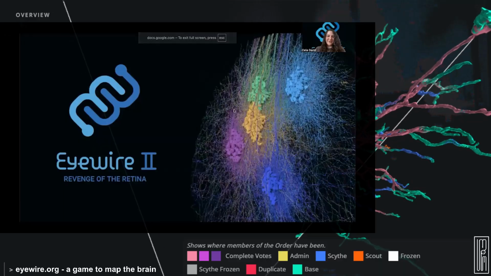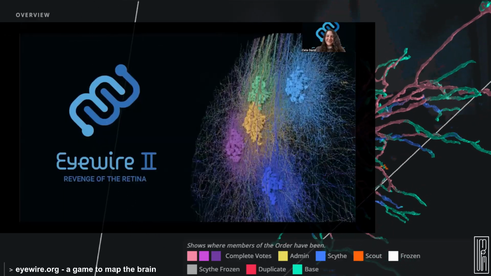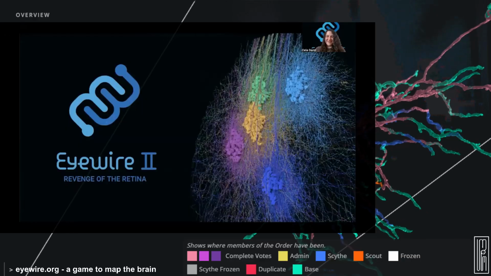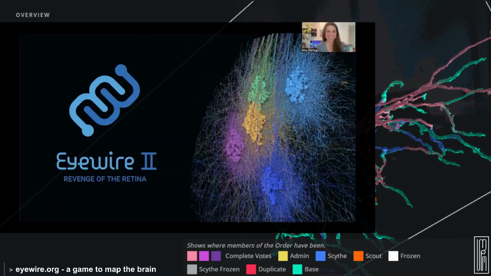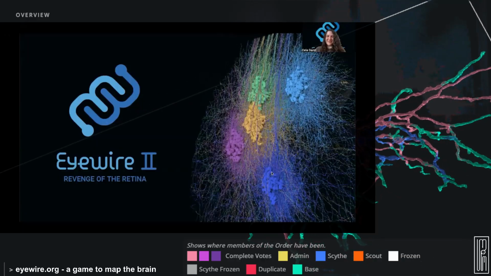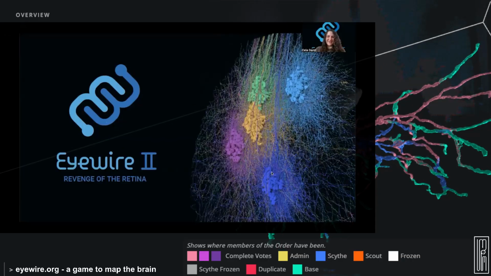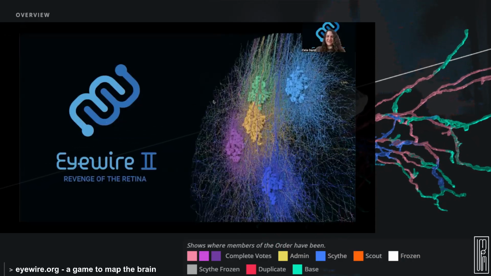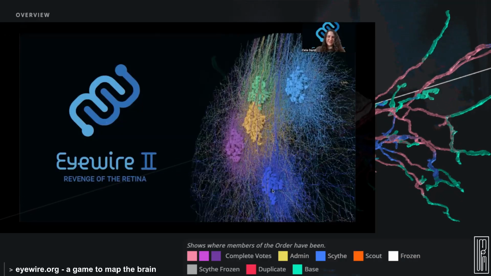Welcome to EyeWire 2, Revenge of the Retina, the sequel to EyeWire 1. Dun dun dun. Sorry. And we have some images of some of our cells over here on the right. So you can kind of see the shape of our whole data set over here, which is pretty cool.